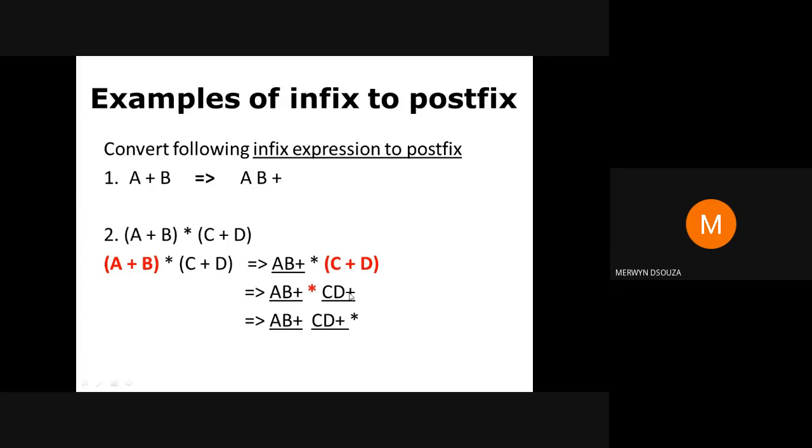So it will be CD plus. Since I have solved it, I underline it. And the remaining part of the expression I write as it is. So this AB plus multiply I write as it is. AB plus was already solved, so I keep it underlined because I must know that I will not resolve it again. And I underline CD plus. The only operator which is not solved is this multiply.